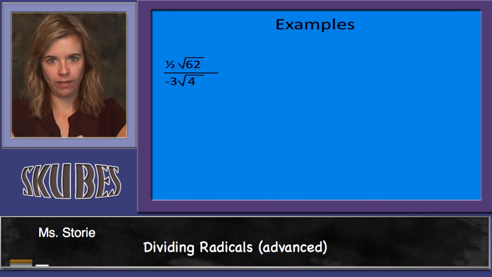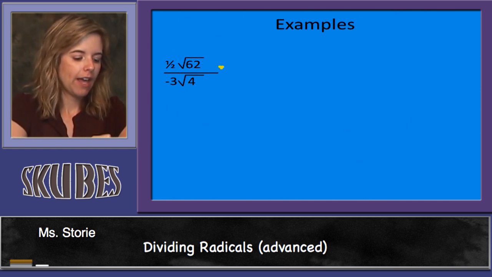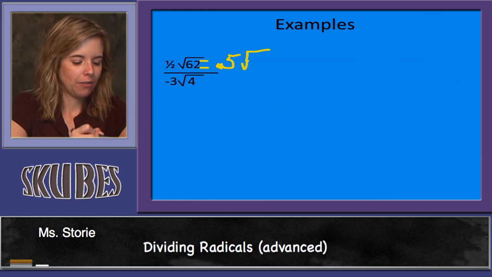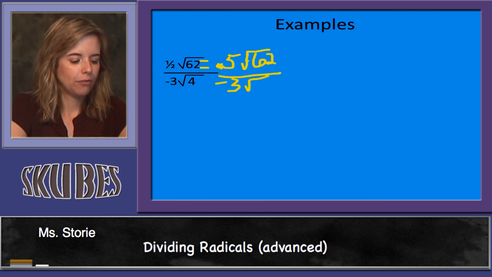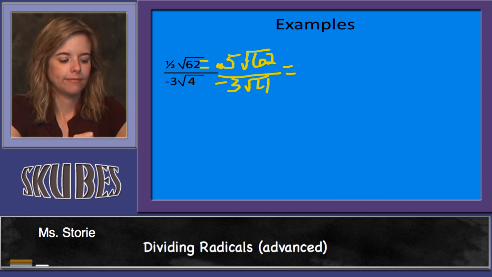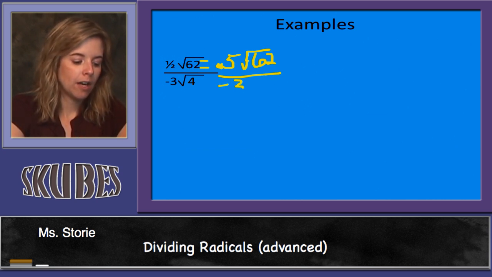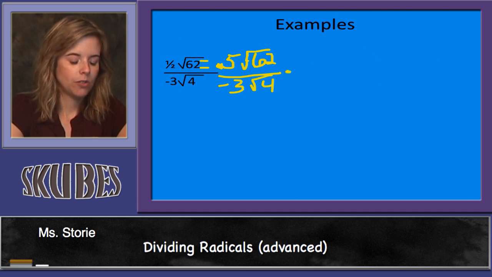All right, let's look at one last example. Instead of a half, let's write it as 0.5. It's so much easier to deal with. I don't like fractions. 0.5, and then we've got radical 62 over negative 3 radical 4. Now, remember that we have to multiply both the numerator and the denominator by the current denominator. So we're going to multiply it by negative 3 radical 4, and then multiply it by negative 3 radical 4.